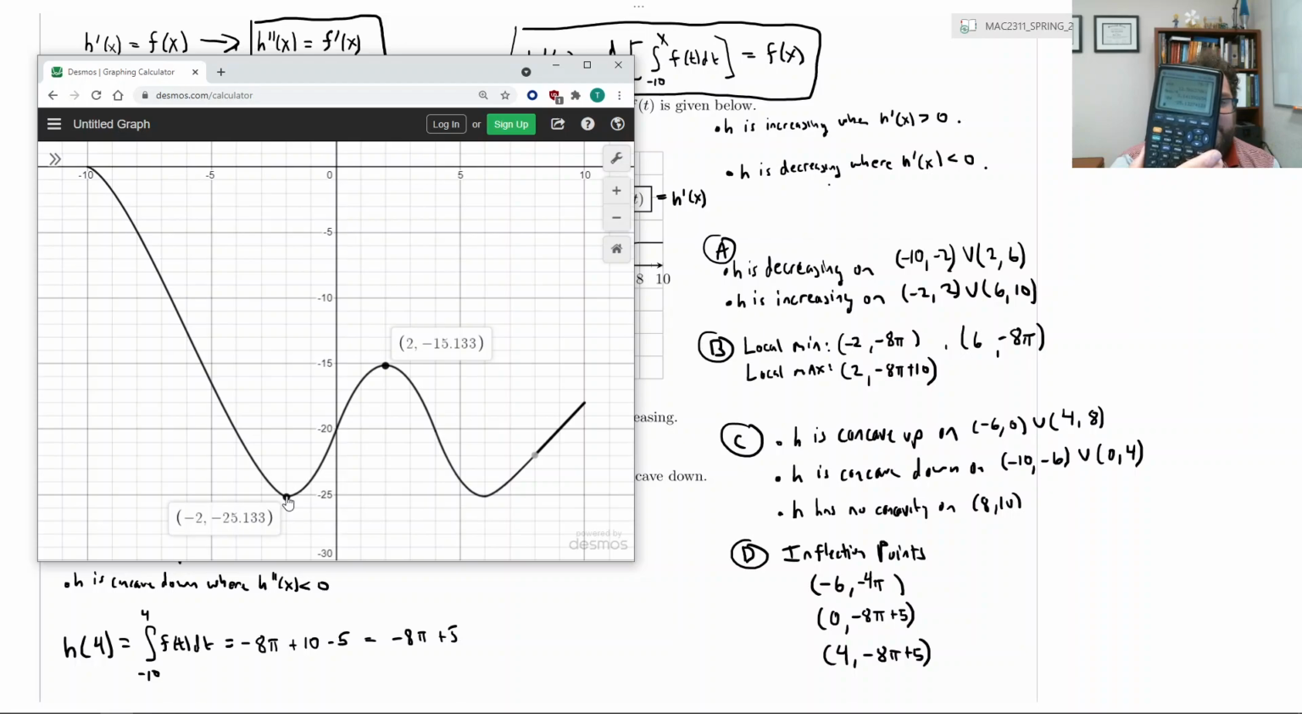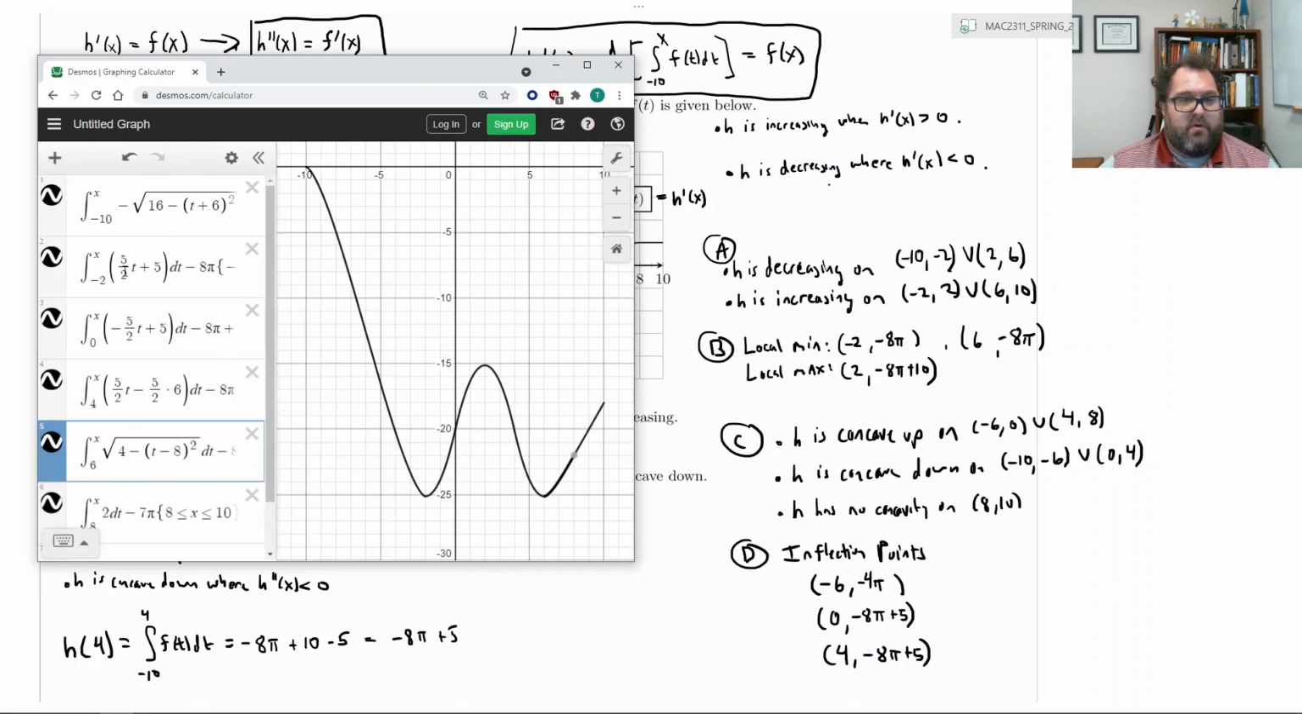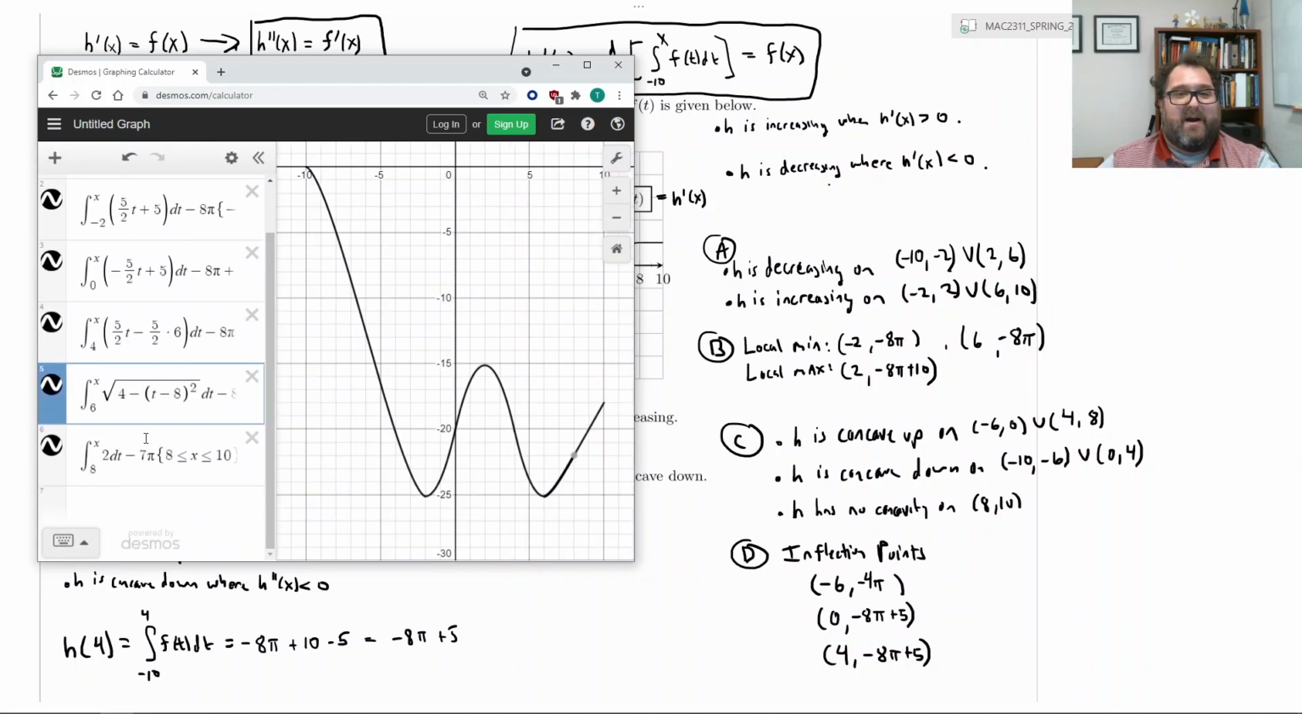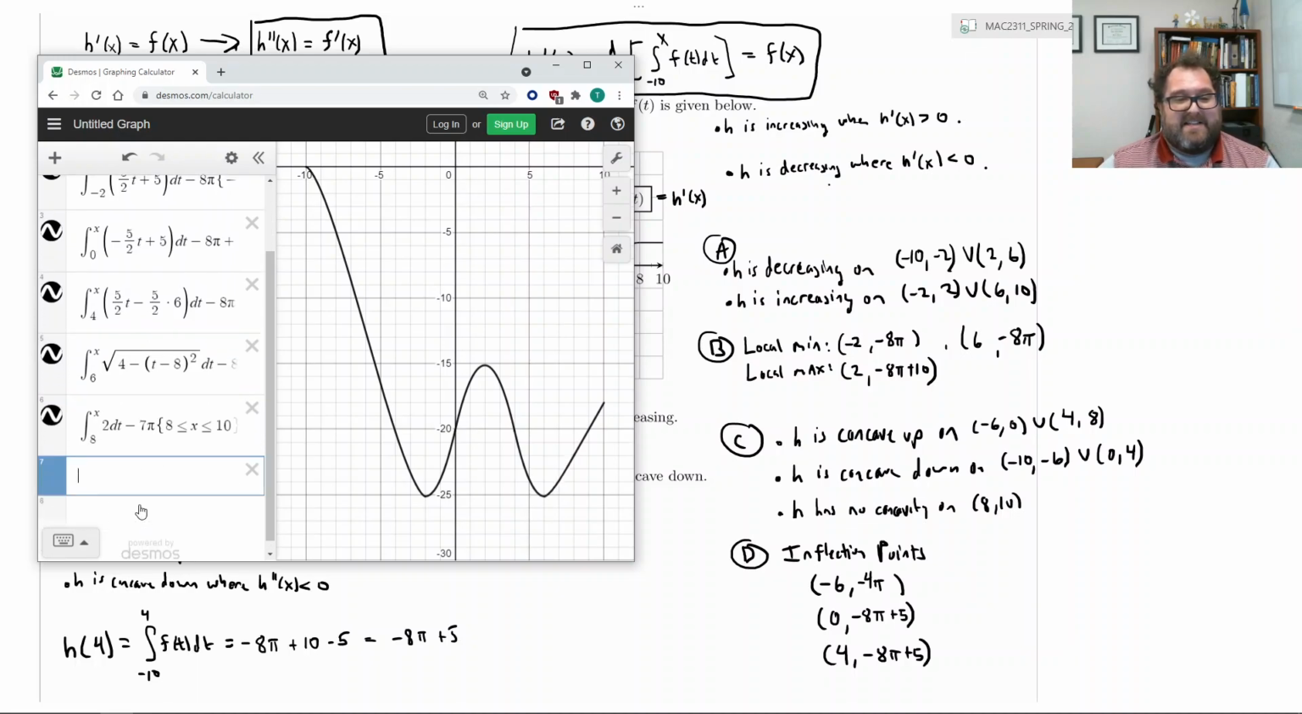Negative 8 pi is about negative 25.133 if you round it. And then we also have 6 comma negative 8 pi. Oh, why is it telling me 6 is undefined there? It's not undefined. Here, I'll manually put in the point. I'm not sure why. Now you see why it took me a few minutes to type it all out. It takes a good bit of work to type that out.